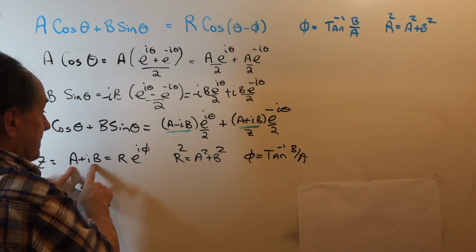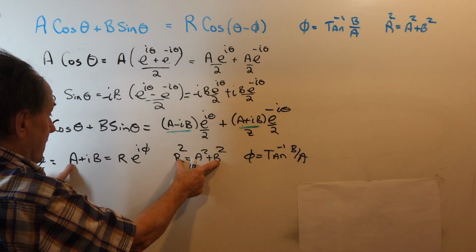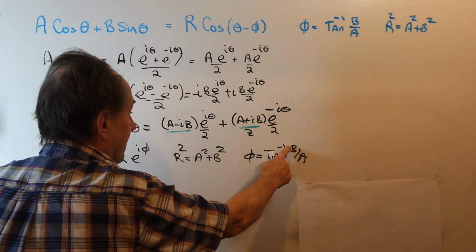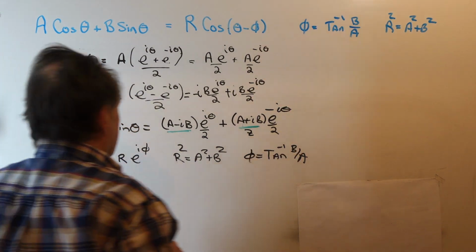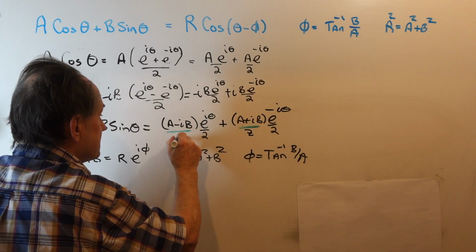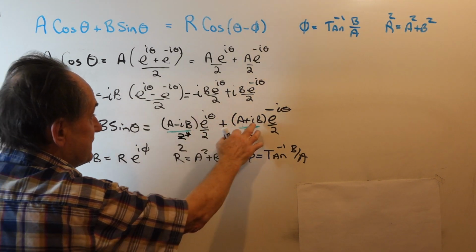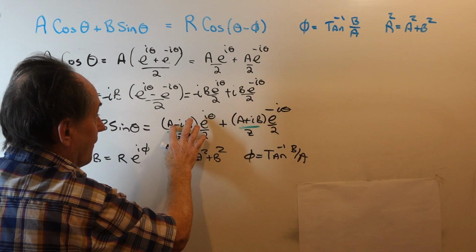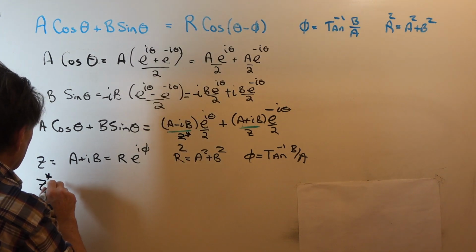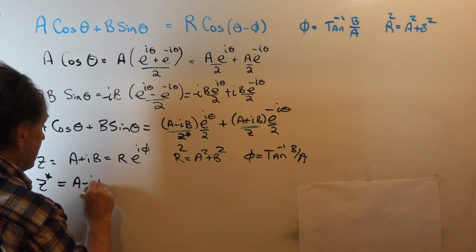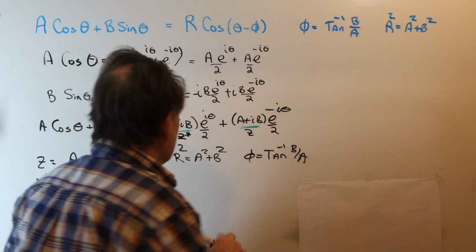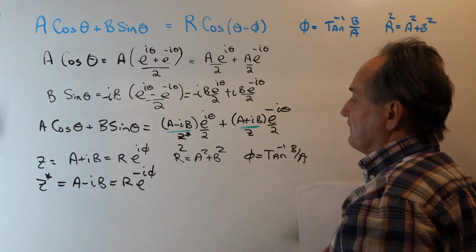Z is a plus ib, which is some magnitude r, e to the i phi, at some angle. Well, r squared is a squared plus b squared, and the angle phi is the arctangent of the imaginary part b over the real part a. Likewise, if this is z, then this is z conjugate, because the real parts are the same, but the imaginary parts are opposite signs. So z conjugate is a minus ib, which is r e to the minus i phi, where r is given by this and phi is given by that.